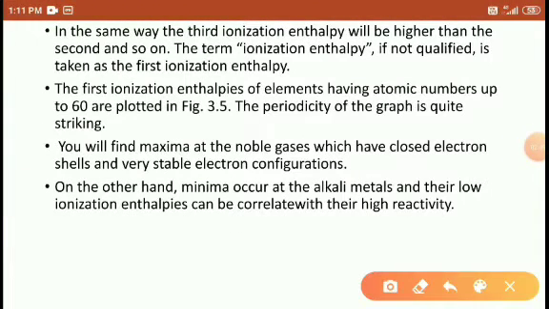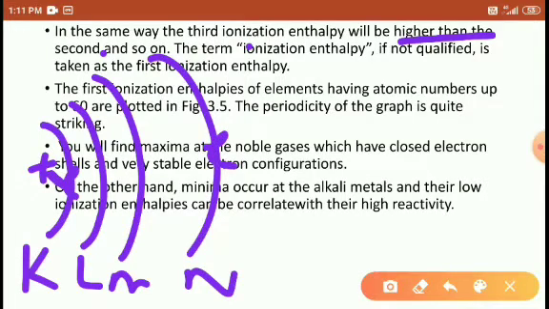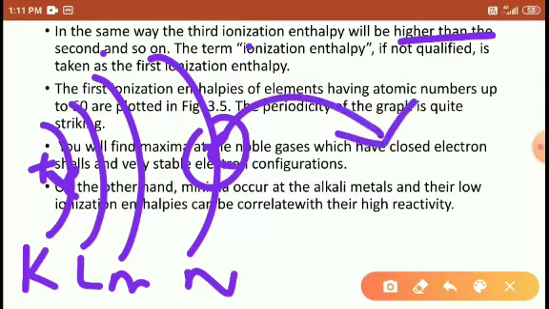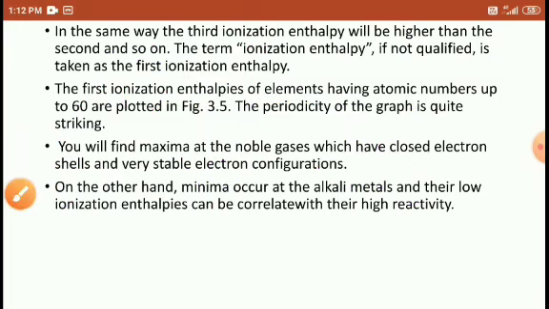In the same way, the third ionization enthalpy requires again higher energy than the second one. Right, students? So this is K, L, M, N. This electron is closer to the nucleus compared to this one. When you remove the first electron, the first ionization enthalpy requires X kilojoules. Again, if you want to remove this electron, we need 2X kilojoules. If you want to remove this electron, we need 3X kilojoules of energy. Right, students?